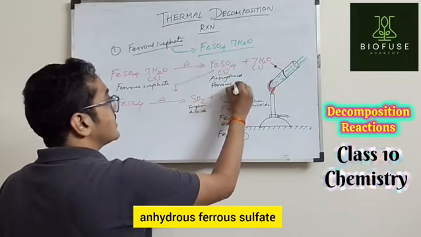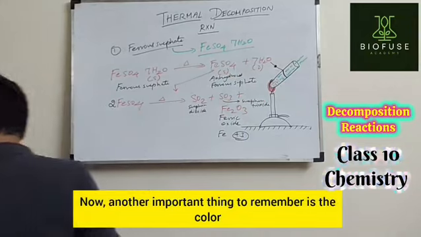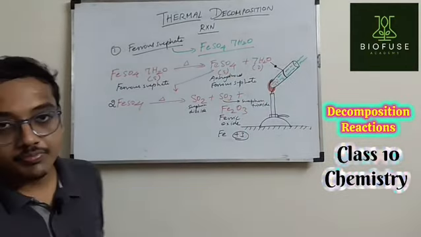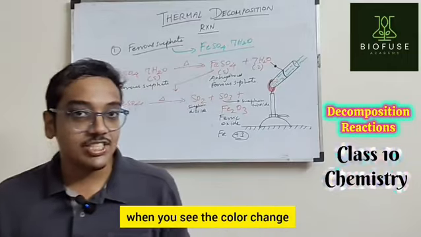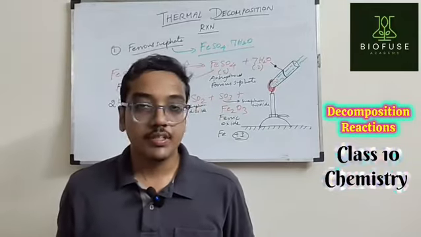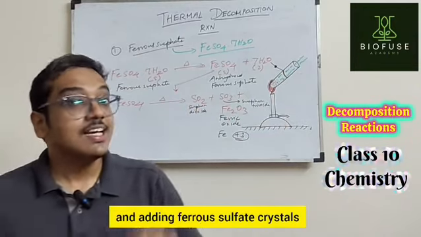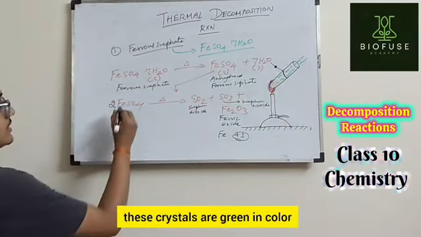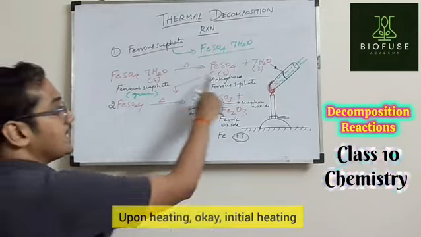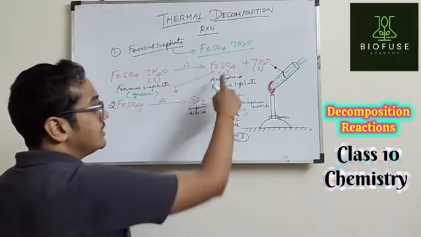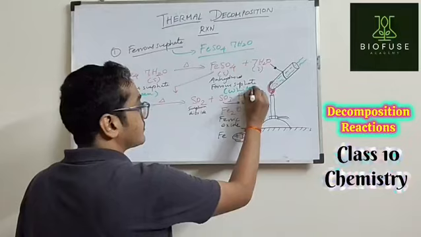Anhydrous ferrous sulfate. Now another important thing to remember is the color. This color is very, very important, because only when you see the color change, you can get to know what is what. Initially, when you take the test tube and add ferrous sulfate crystals, these crystals are green in color. Upon initial heating, anhydrous ferrous sulfate is formed, which is white in color.